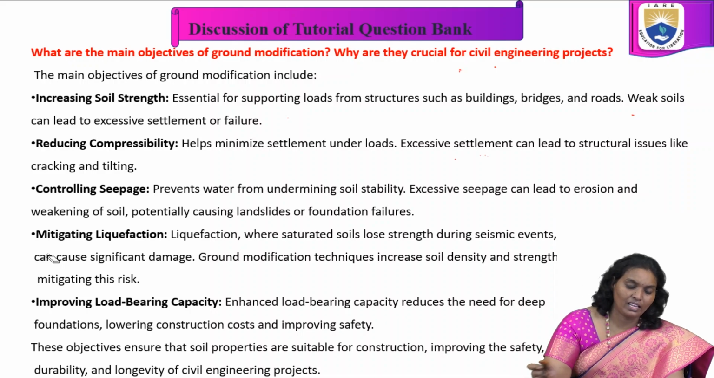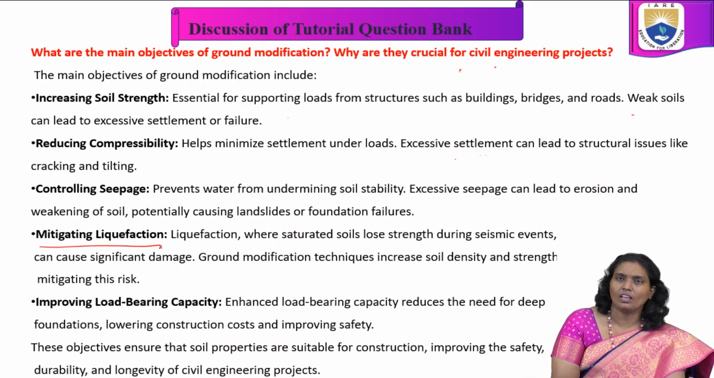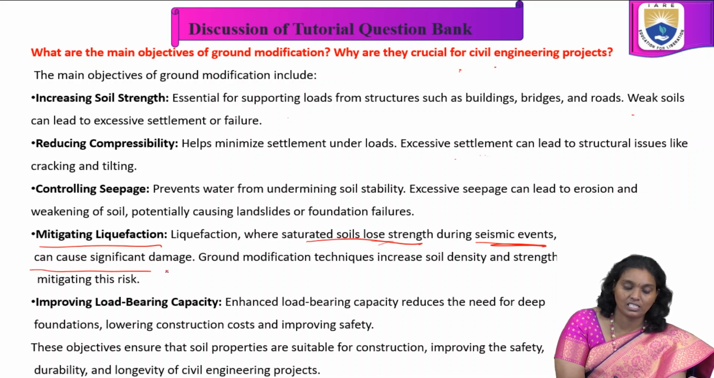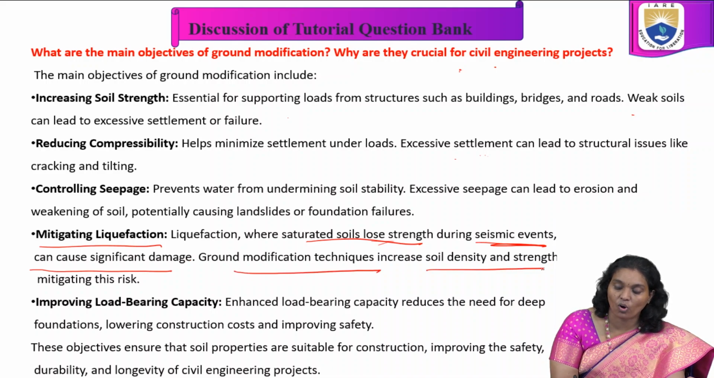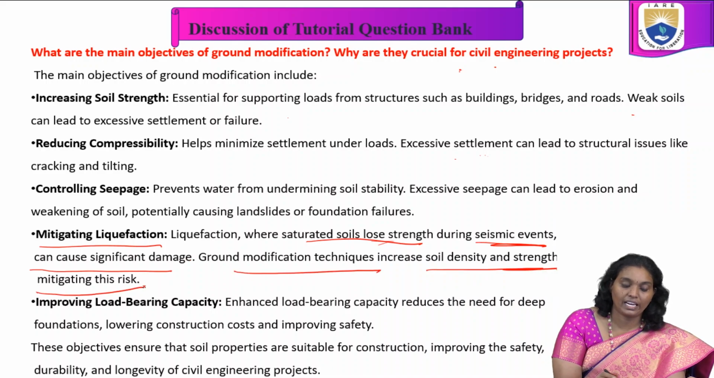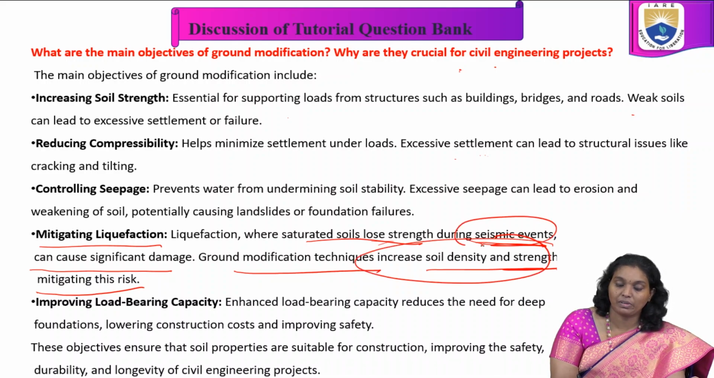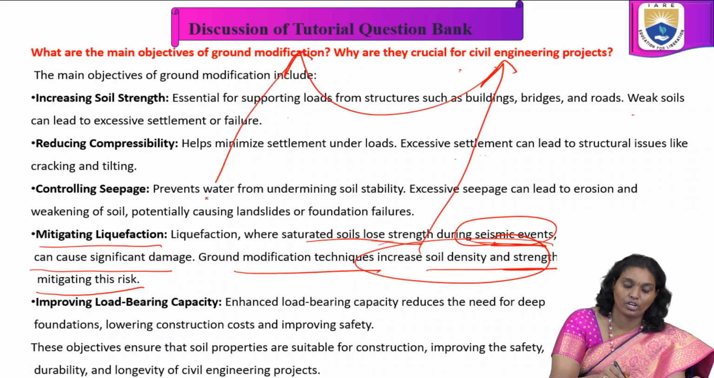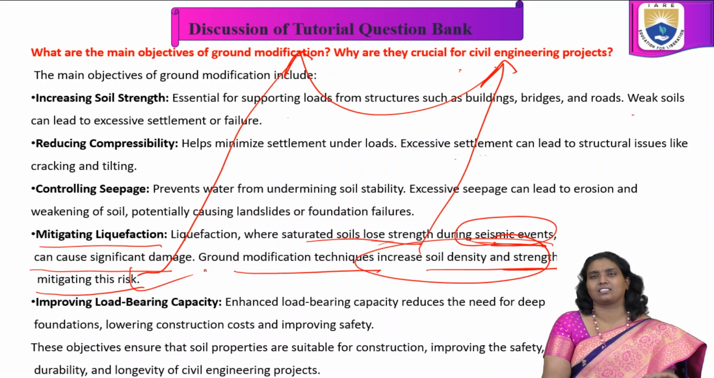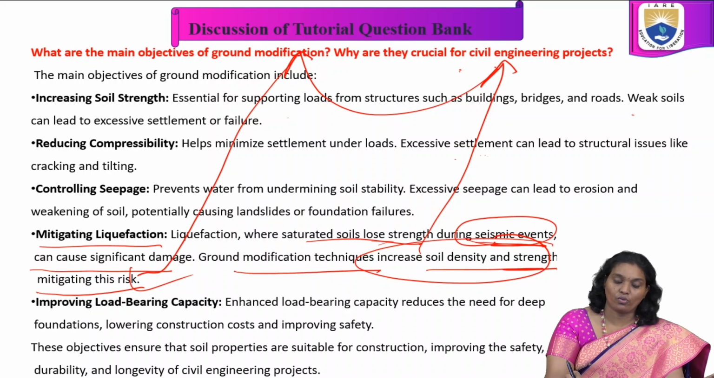Next, mitigating liquefaction. In liquefaction, saturated soils lose strength during seismic events and can cause significant damage. Ground modification techniques increase soil density and strength, mitigating the risk. Based on seismic events, this is crucial for civil engineering. Using that technique, it is going to reduce the risk.